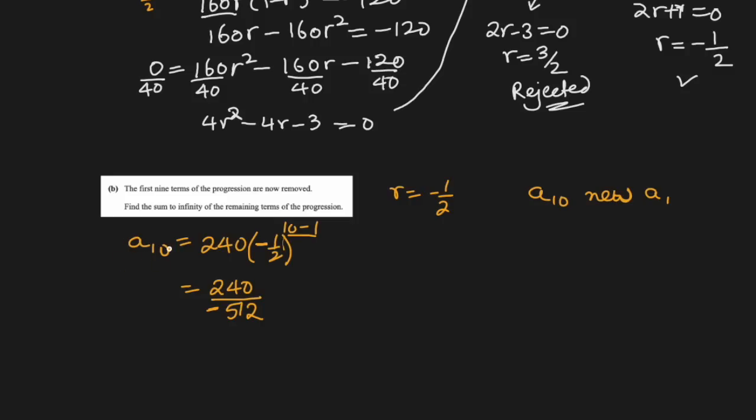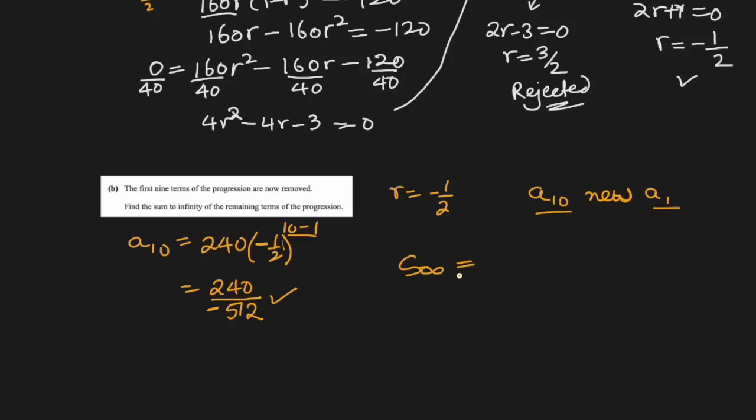This is A10. I don't want to reduce it because this is not our target. Our target is to find the sum to infinity. After this, it becomes our A1, because A10 is the new A1, since the first 9 are removed.